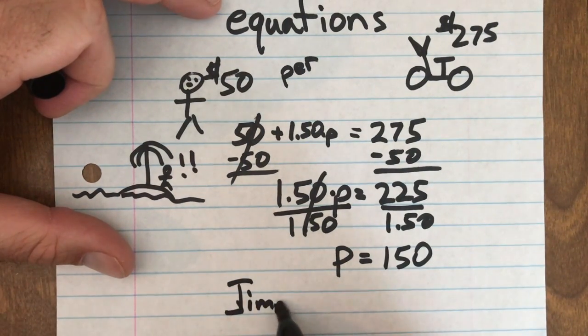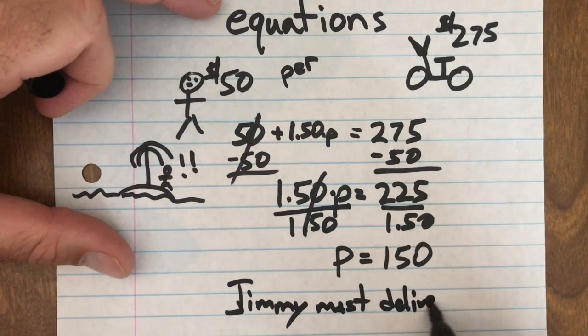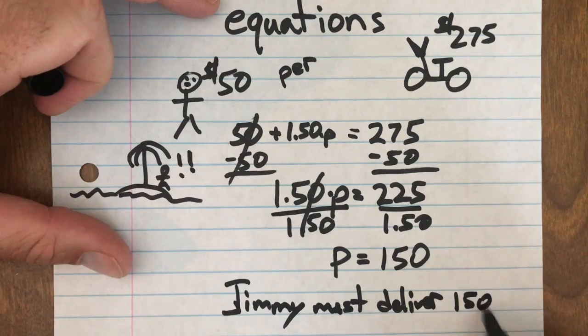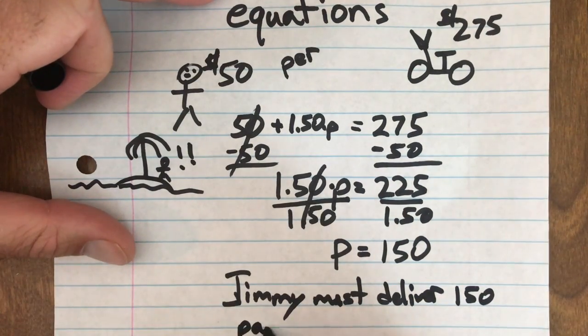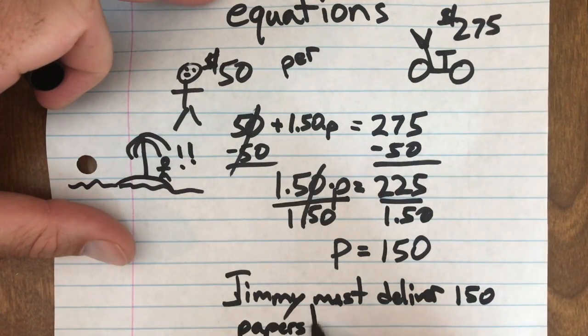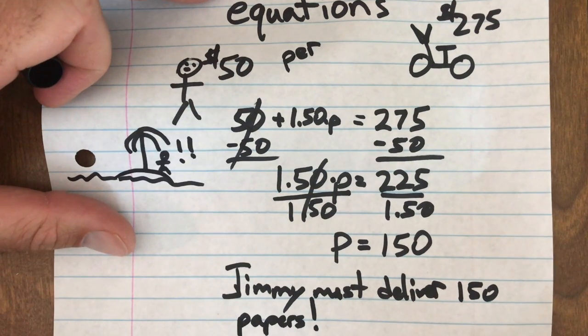So Jimmy must deliver 150 papers. Then he can buy the bike and he'll be happy, and the story will end well in the math book story problem.